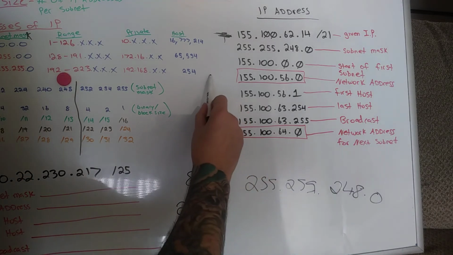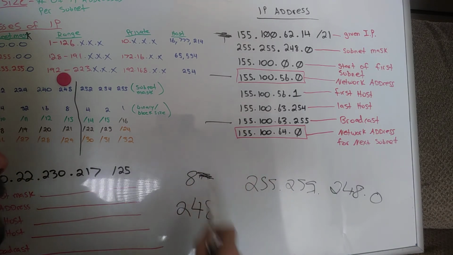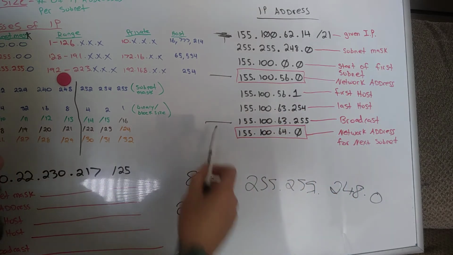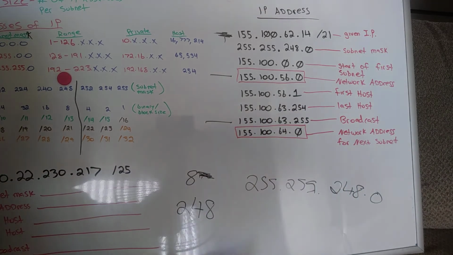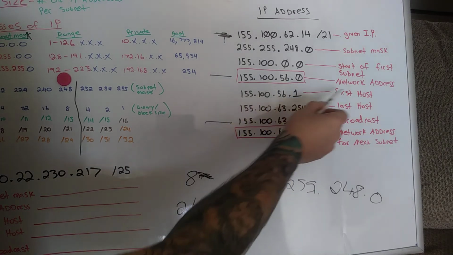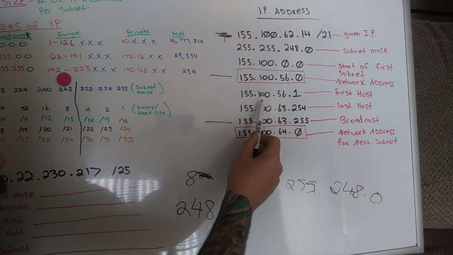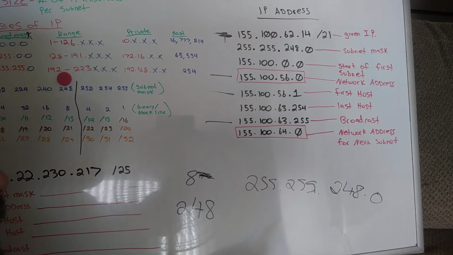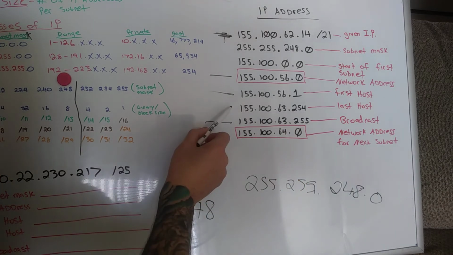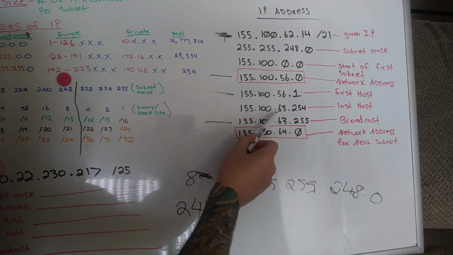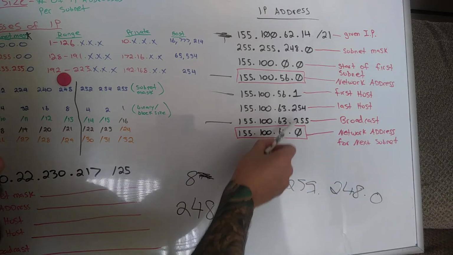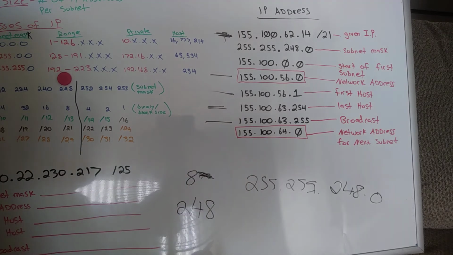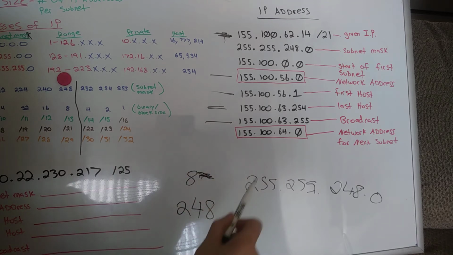Now that we know where our network starts and where it ends, our address and our broadcast, it's extremely simple. What's the first host? Just one more after the network address. 155.156.1. There's our first host. Guess where our last host is? It's right before the broadcast address. So 155.163, and we have a 255 for the broadcast, so 254. There's our last host.